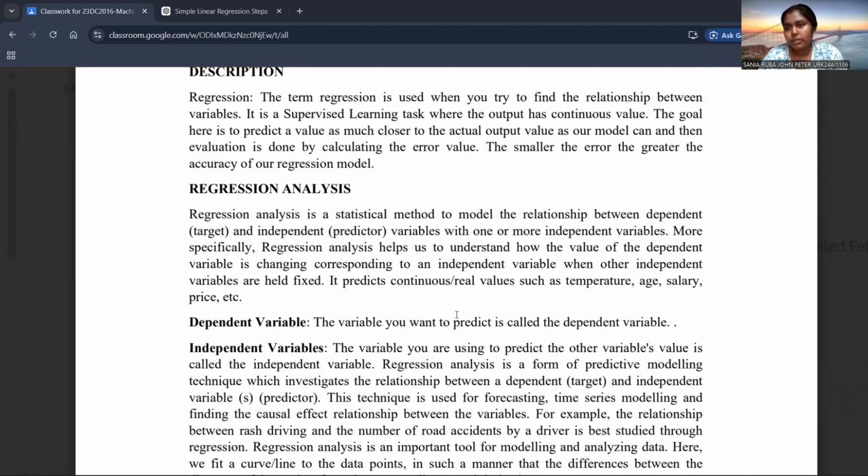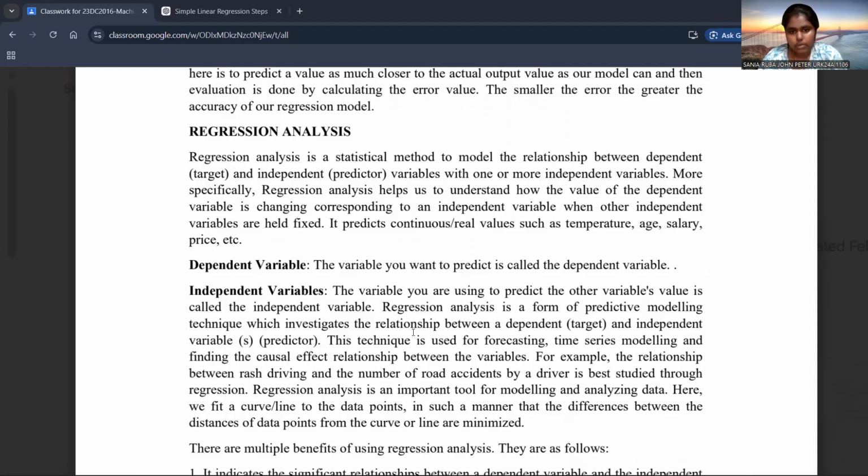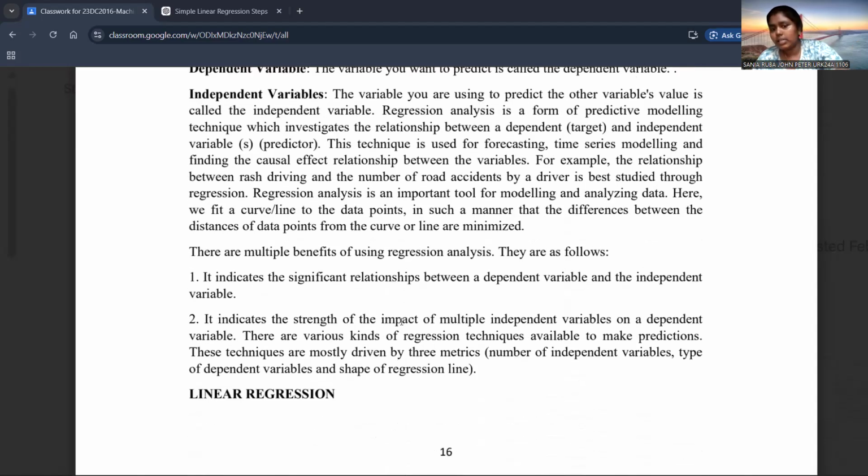The target is said to be the dependent variable, and the predictor is said to be the independent variable. We can predict continuous or real values such as temperature, age, salary and price. The variable you want to predict is called the dependent variable, and the variable you are using to predict the other variable's value is called the independent variable. Regression analysis is a predictive modeling technique. It investigates the relationship between target and predictors. Here are two benefits of using regression analysis.